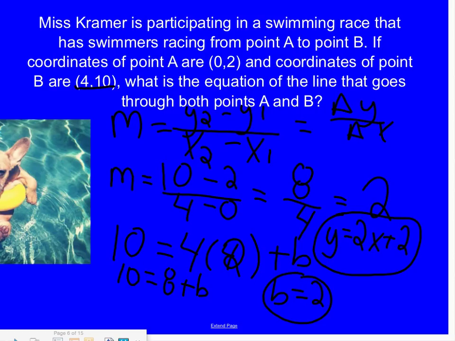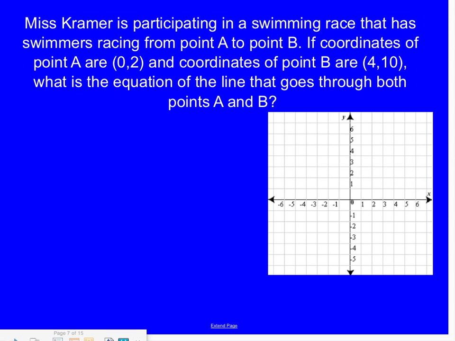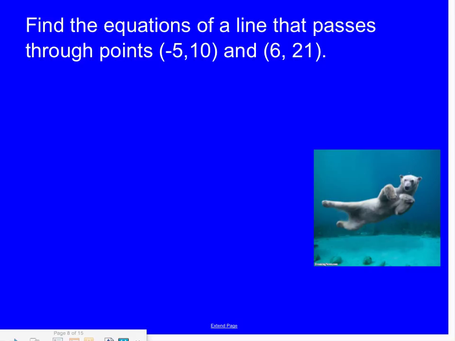Now, some of you might have noticed that we didn't have to do this last step here because we had what the y-intercept is. We had that it was 2. So you could have just substituted this 2 here into our equation. But I just did the work all the way through to make sure you guys understood. Okay, so now for the next one.